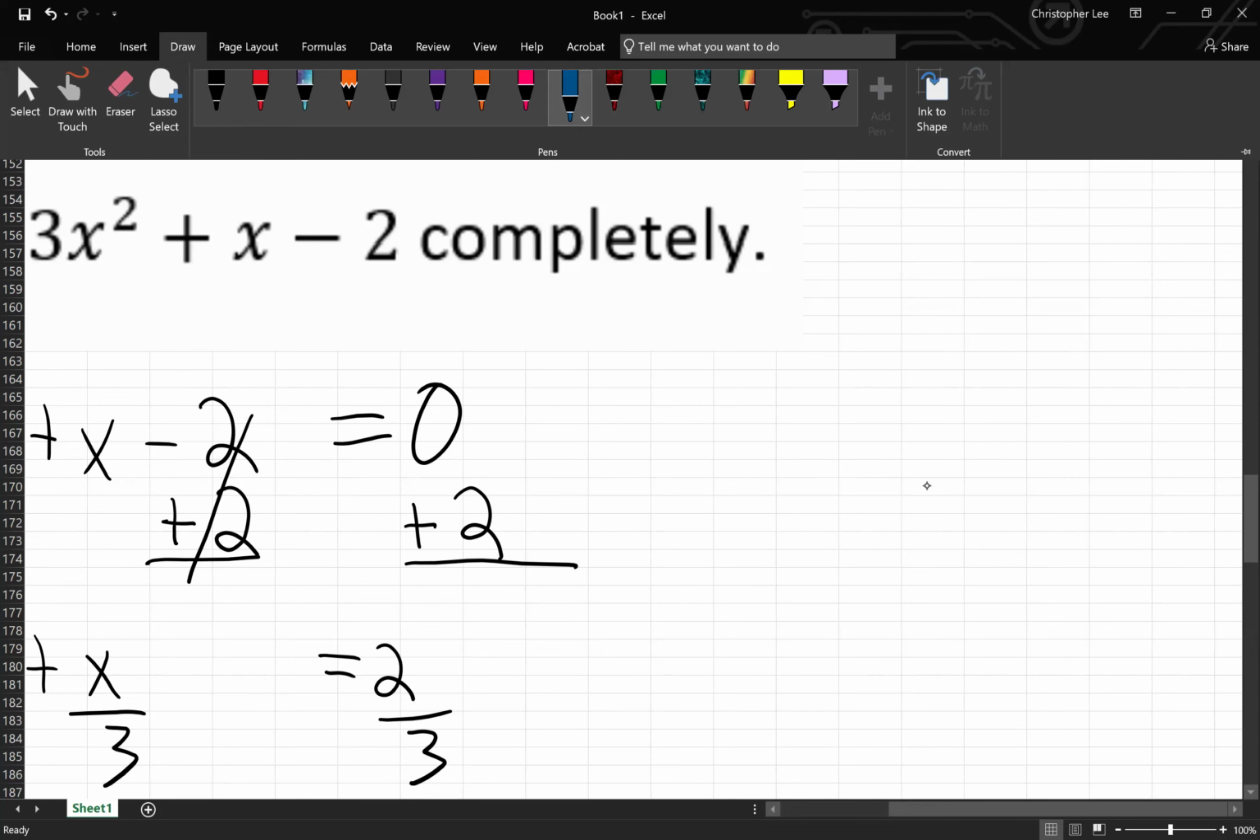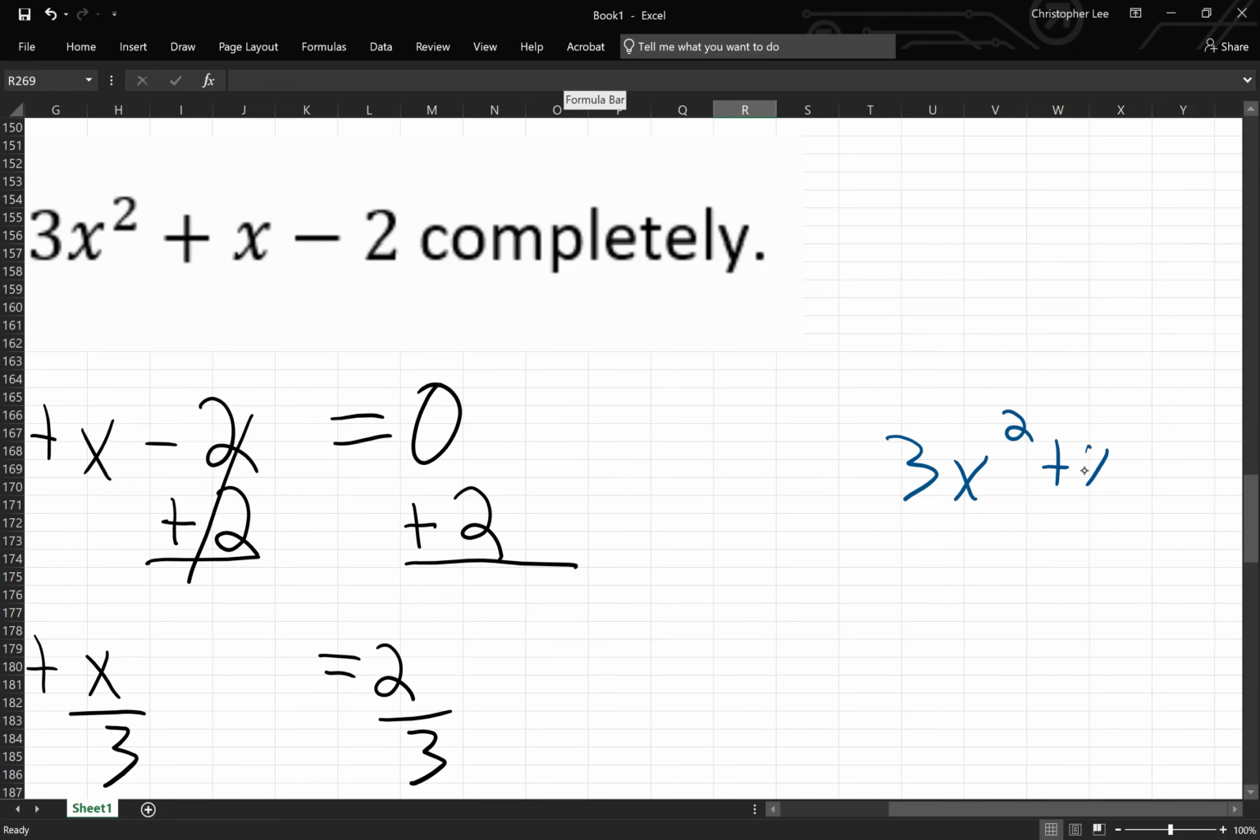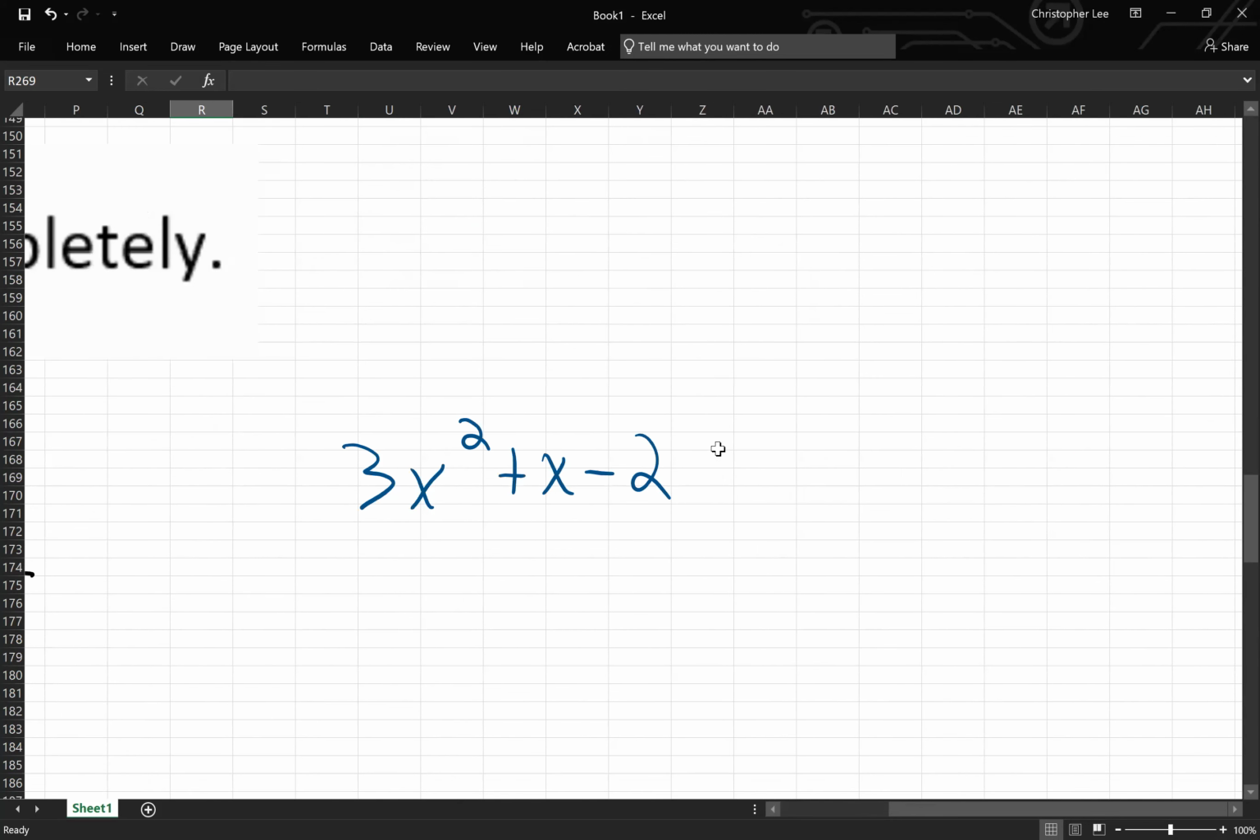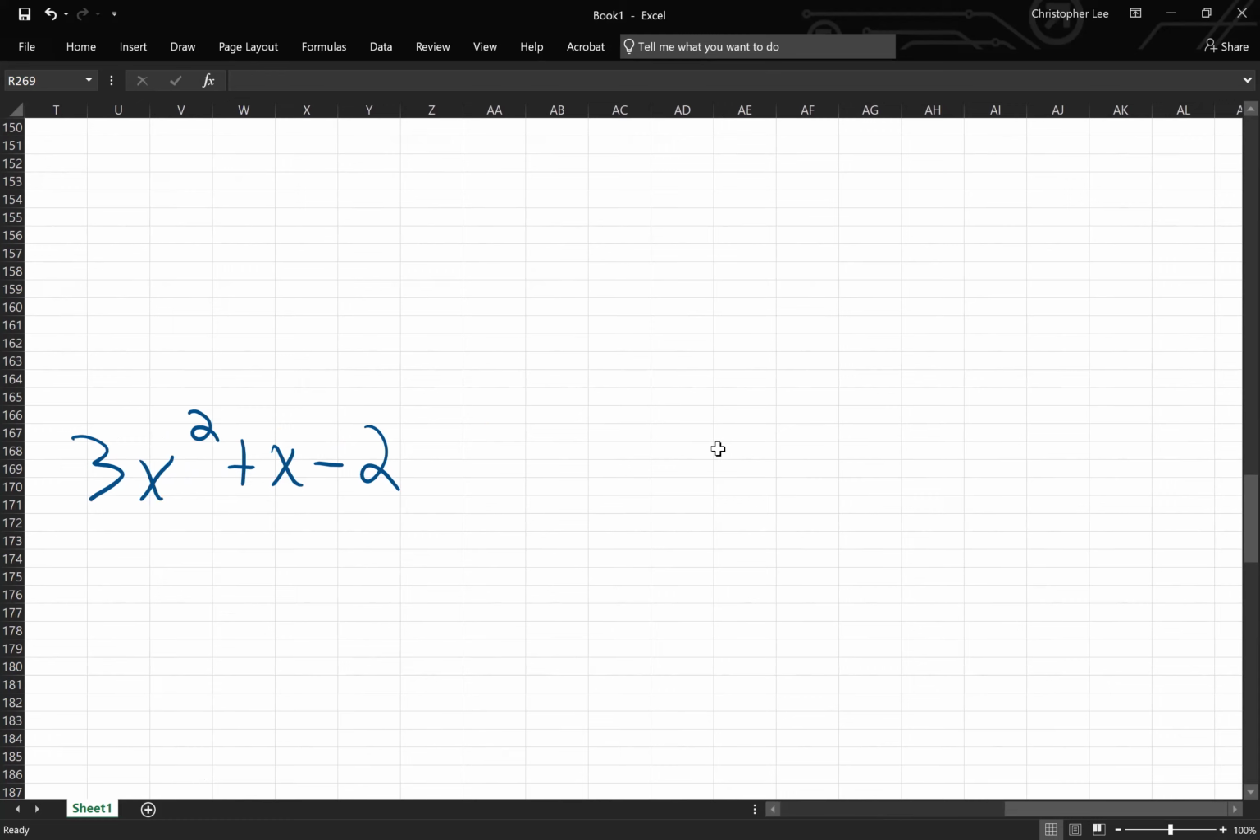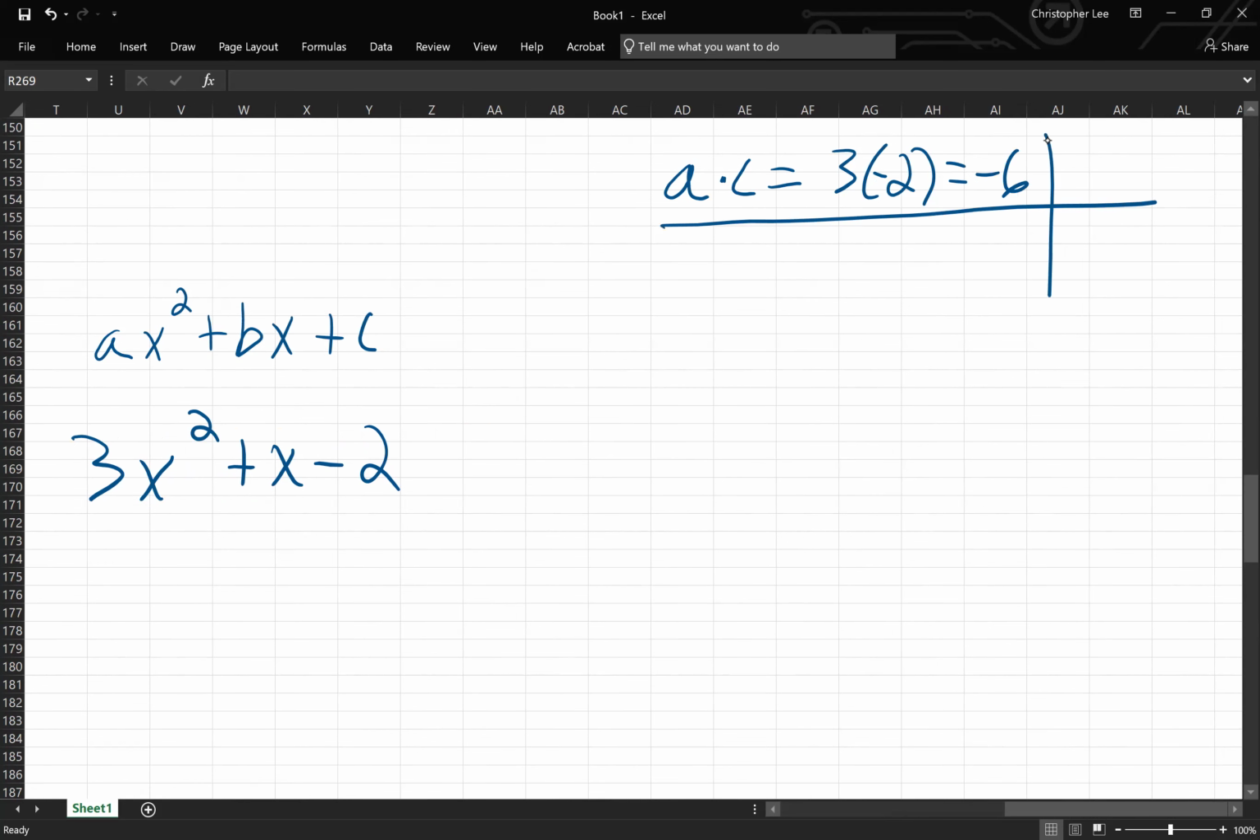So I have 3x squared plus x minus 2. For the AC method, we first want to do a times c. Remember that this corresponds to ax squared plus bx plus c. A times c is going to be 3 times negative 2. Let's call that negative 6. And my b term is equal to positive 1.